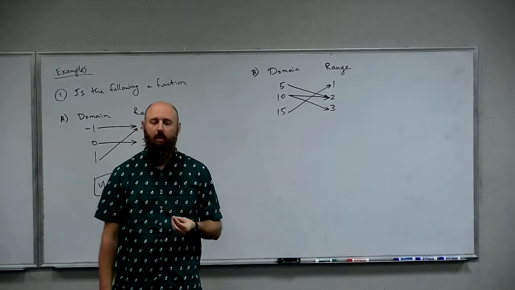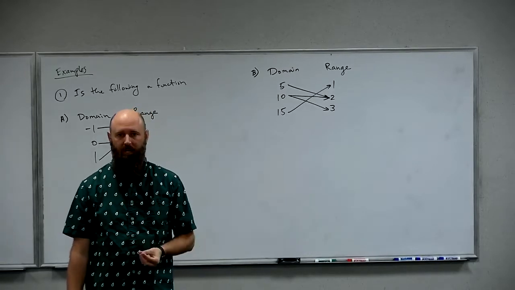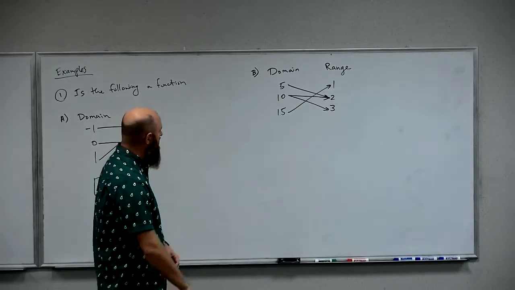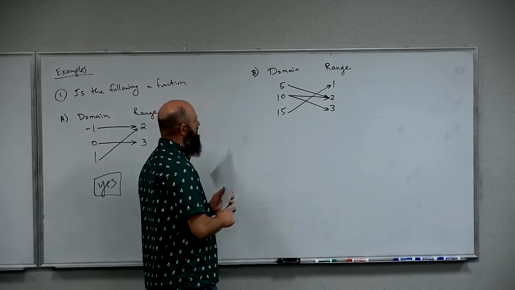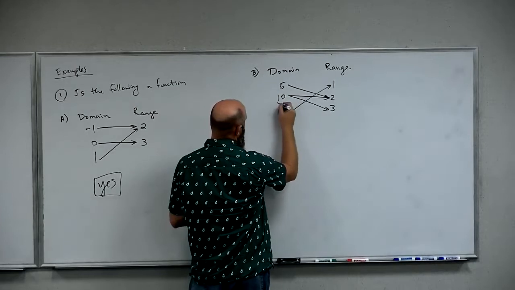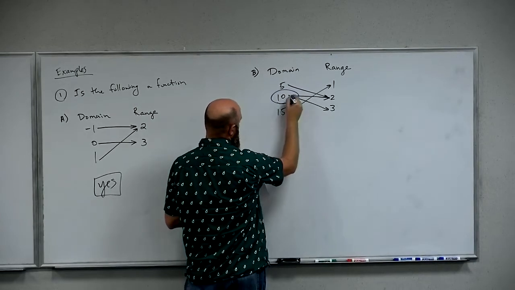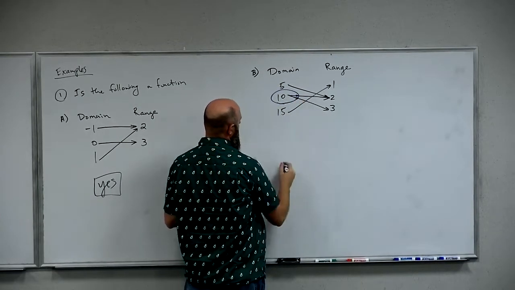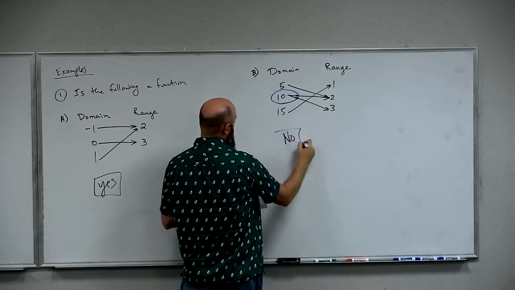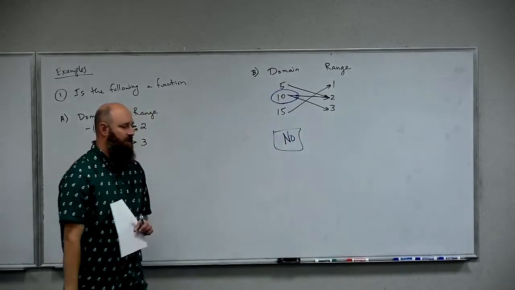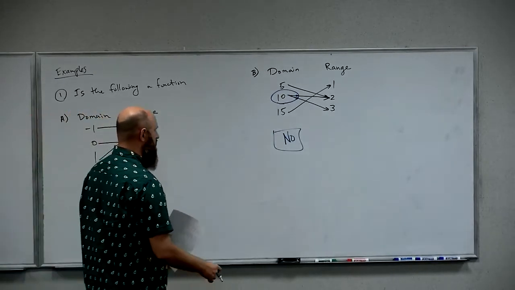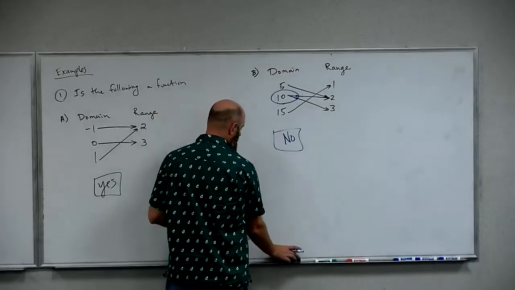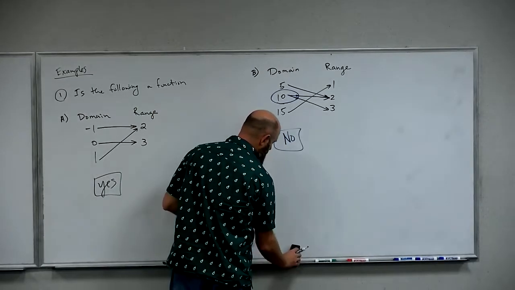Does any of those in the domain have more than one arrow? But we see here that the 10 has more than one arrow. That 10 is trying to go to two places. It's trying to go over here to the 2 and to the 3. So no, it is not a function because it is going to two different places. Okay, it's a relation, but it's not a function. All right.